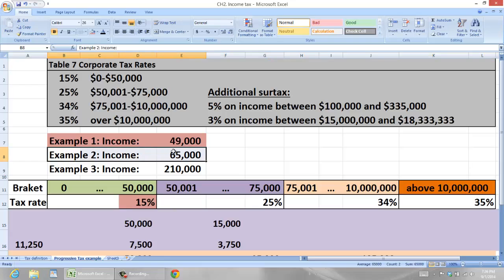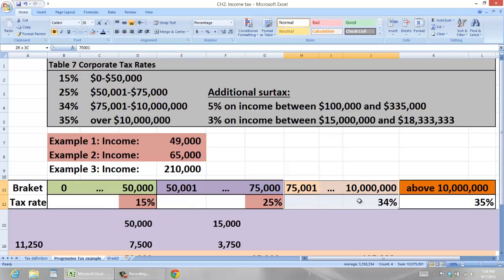The second scenario, if your company has income of 65,000, so definitely 65 is above 50,000, so you have to worry about this bracket. 65 falls in that range from 50 to 75, so you have to worry about this bracket as well. You don't have anything more than 75, so you don't have to worry about the upper brackets of 34 and 35. So let's look at how we calculate it.